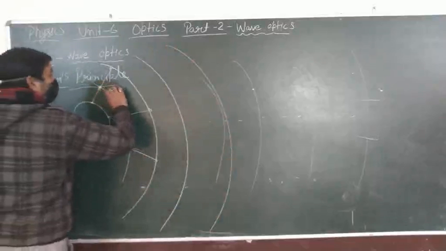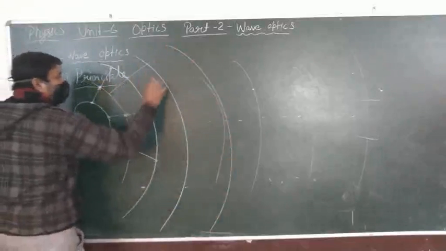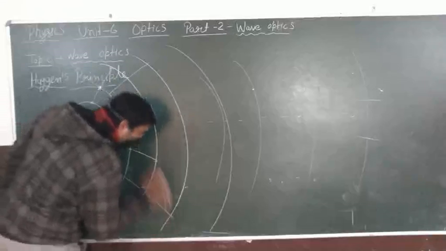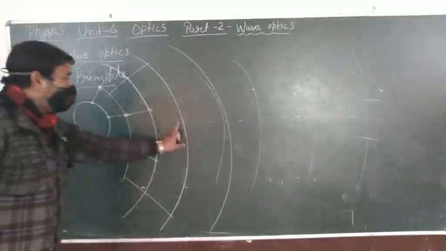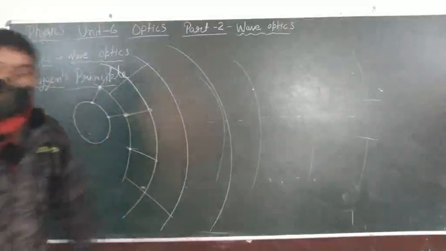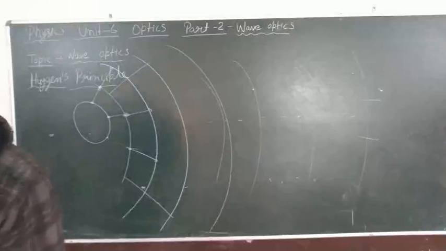These are the wavefronts, and every secondary wavelet behaves like a wavelet. Okay.